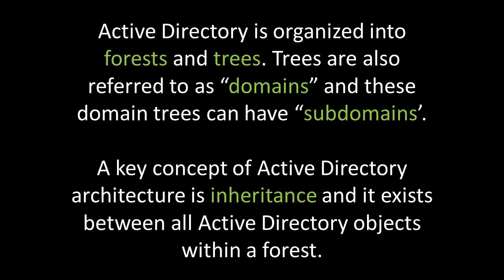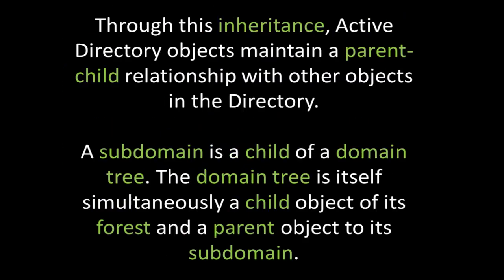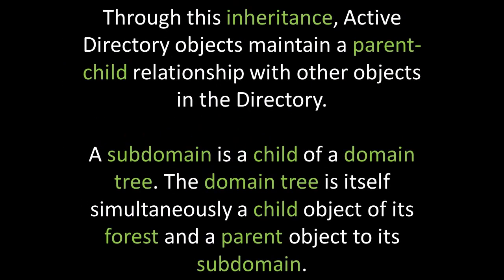Active Directory is organized into forests and trees. Trees are also referred to as domains, and these domain trees can have subdomains. A key concept of Active Directory architecture is inheritance, and it exists between all Active Directory objects within a forest. Through this inheritance, Active Directory objects maintain a parent-child relationship with other objects in the directory. A subdomain is a child of a domain tree. The domain tree is itself simultaneously a child object of its forest and a parent object to its subdomain.